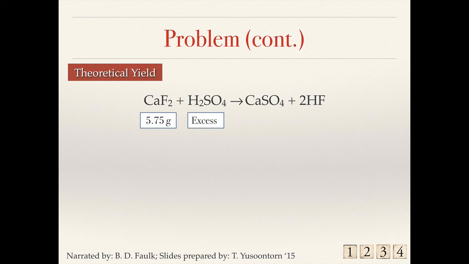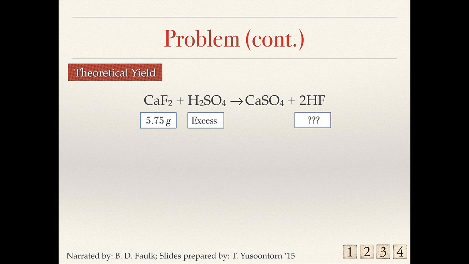Fortunately, in this problem, we're told that we have an excess of sulfuric acid, so there's no limiting reagent. We could give you a limiting reagent problem within the context of percent yield, and the theoretical yield would be the maximum amount predicted by the limiting reagent.